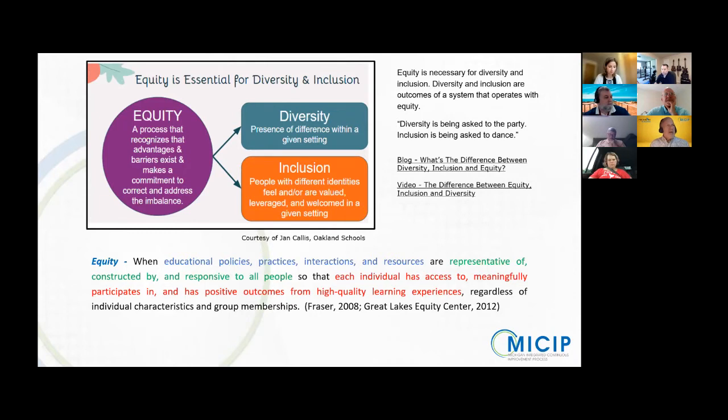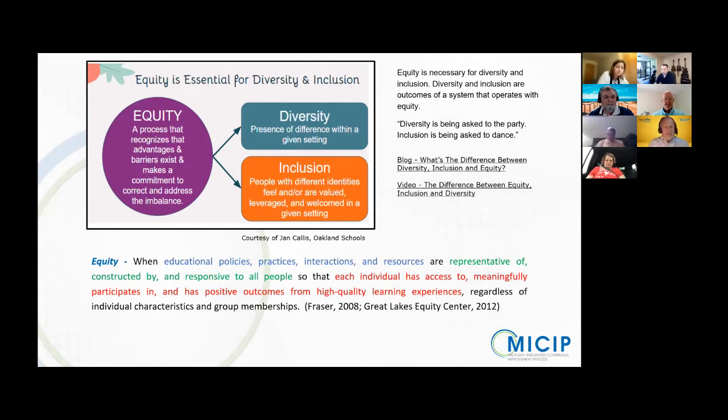And again, in the upper right-hand corner, you'll see that diversity and inclusion are really the outcomes of a system that operates with equity. Someone once said that diversity is being asked to the party, and inclusion is being asked to dance. Okay, so if you're there, you are part of potential diverse populations, but it's the level of involvement and engagement that really comes with inclusion. So there are a couple of resources. There's a blog and a video that addresses this concept a little bit more in depth. And I'm not going to show those today, but I offer those there to you as a resource if you'd like to dig into this relationship a little bit more deeply.